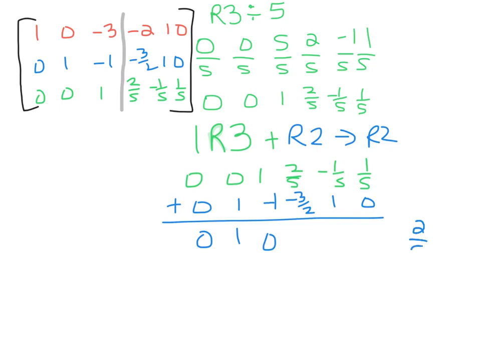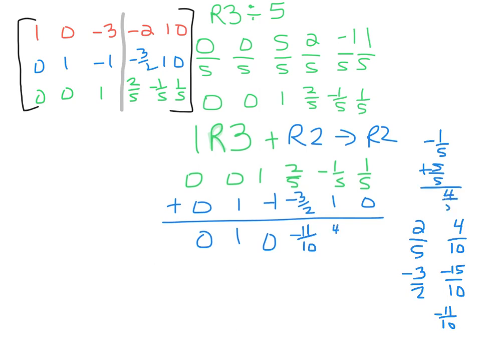So I'm doing 2/5 minus 3/2. I need to get a common denominator, which is 10. So this will become times by 2, that's 4/10, times by 5, -15/10. So this will actually give me -11/10. And then -1/5 added to 1. I'm going to change the whole number 1 into 5/5. And this gives me 4/5. And then 1/5 plus 0 is just 1/5. This is my new row 2.